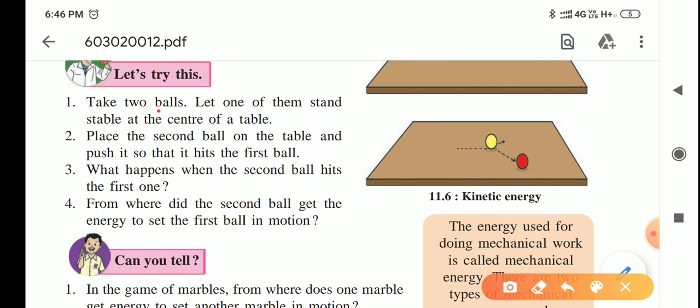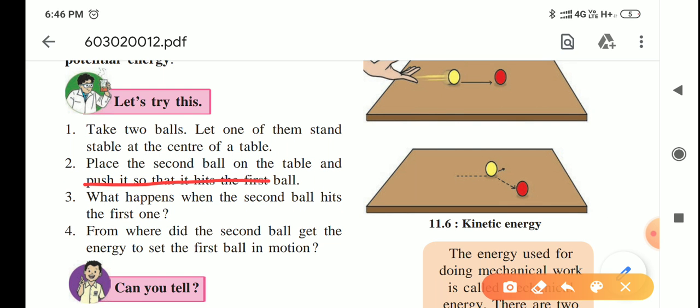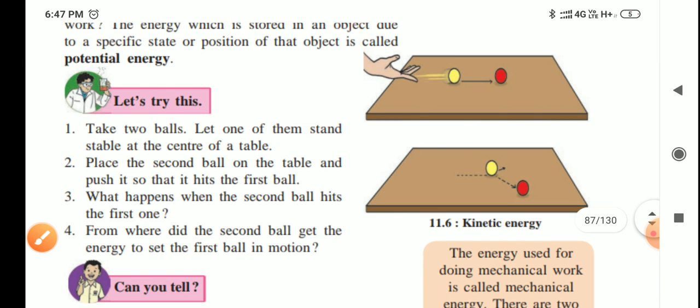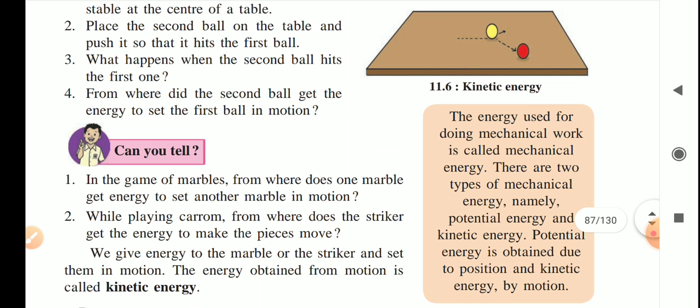Now here a few more examples are given to understand the concept of kinetic energy. Take two balls, let one of them stand stable on the center of the table. Place the second ball on the table and push it so that it hits the first ball. What happens when the second ball hits the first one? The first one will start rolling in a certain direction. Now from where did the second ball get the energy to set the first ball in motion? So here the example of marbles is also given. In the game of marbles, from where does one marble get energy to set another marble in motion? While playing carom board also, from where does the striker get the energy to make the piece move?